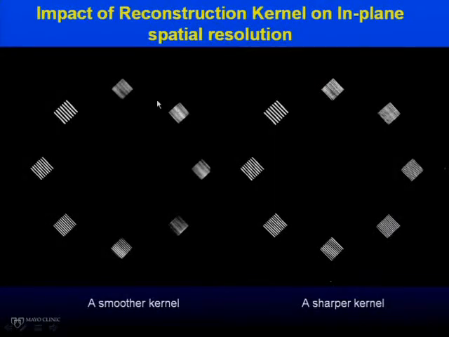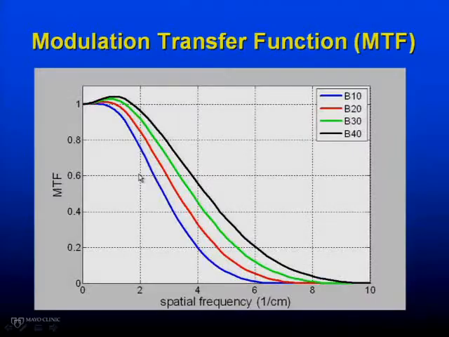And here shows the impact of reconstruction kernel on the in-plane spatial resolution. A sharper kernel can resolve more line pairs per centimeter. A smoother kernel can resolve fewer line pairs per centimeter. And the in-plane spatial resolution is better quantified with the modulation transfer function.